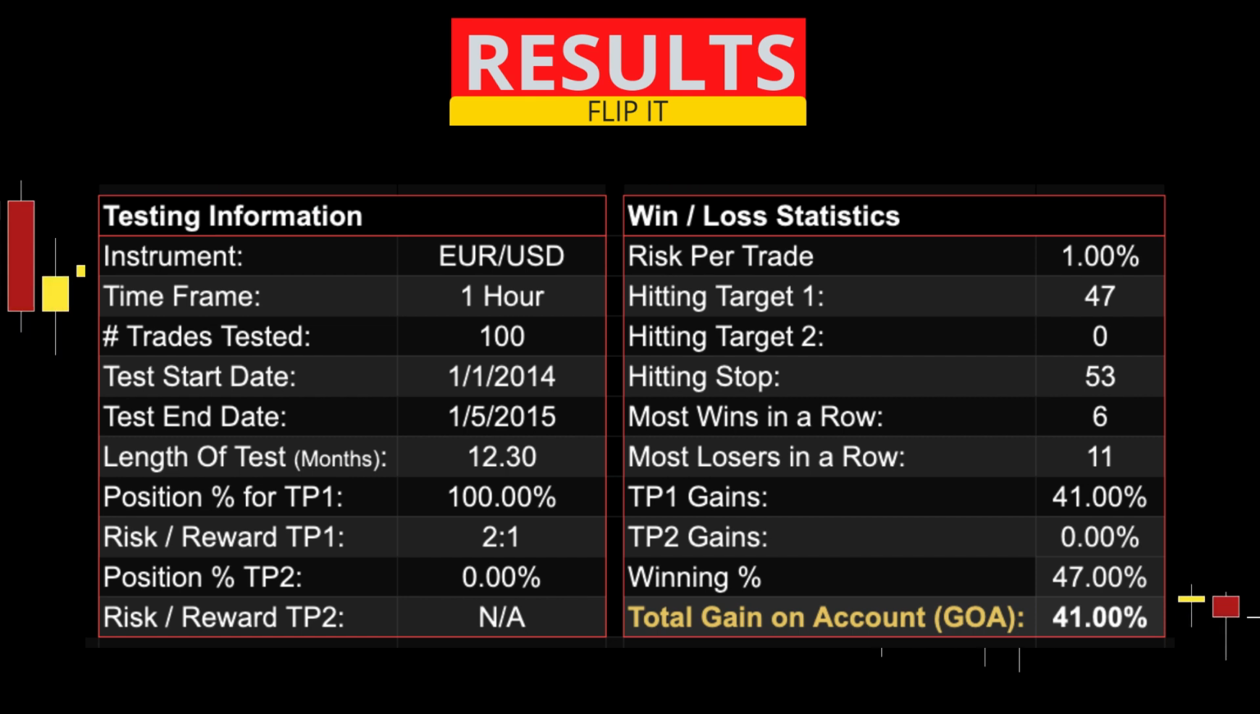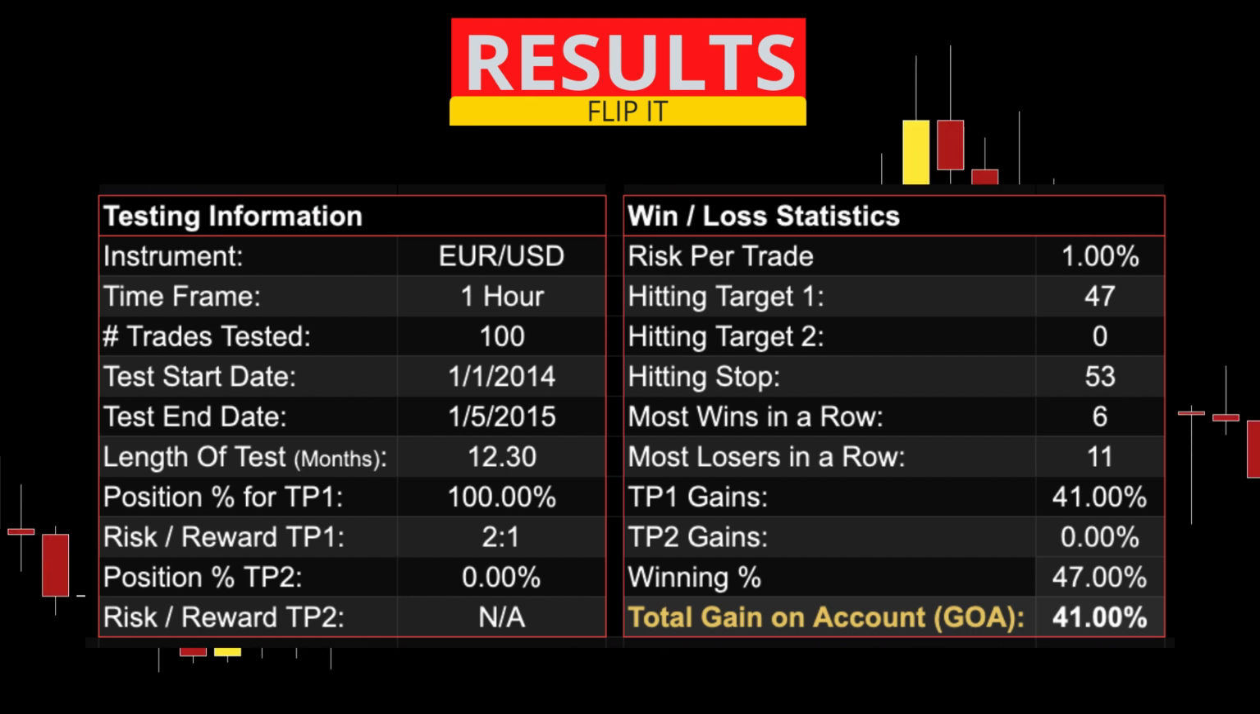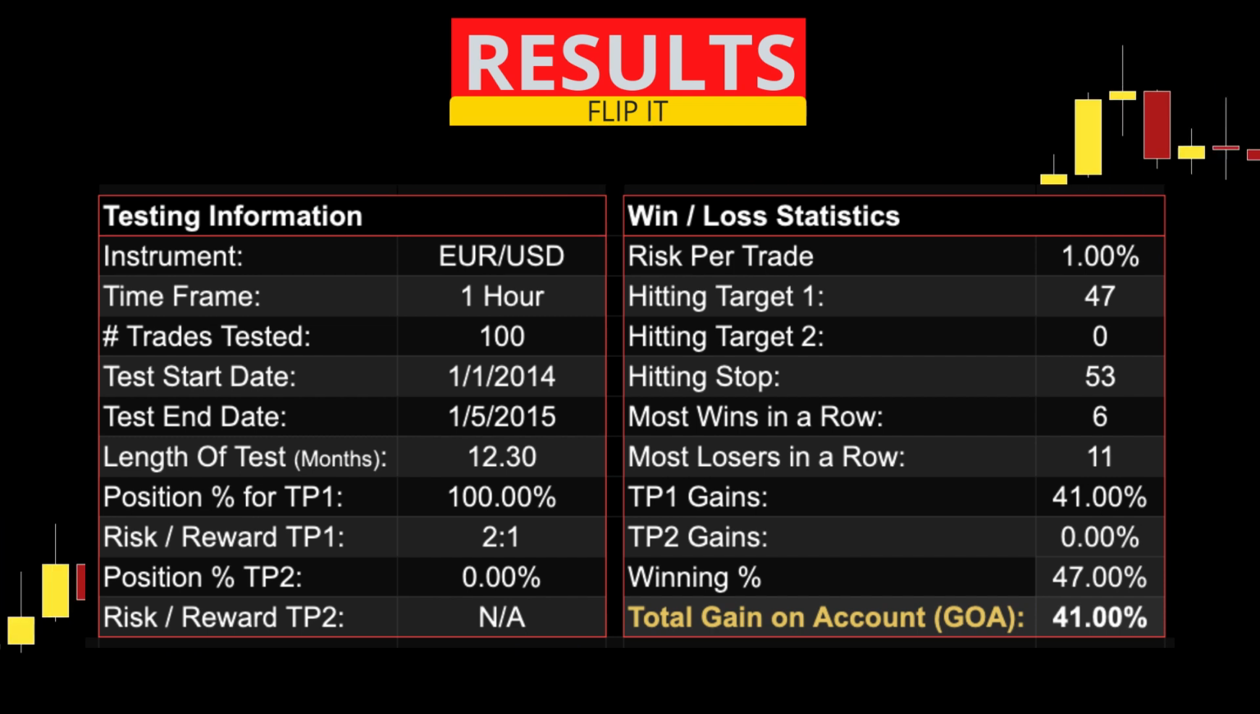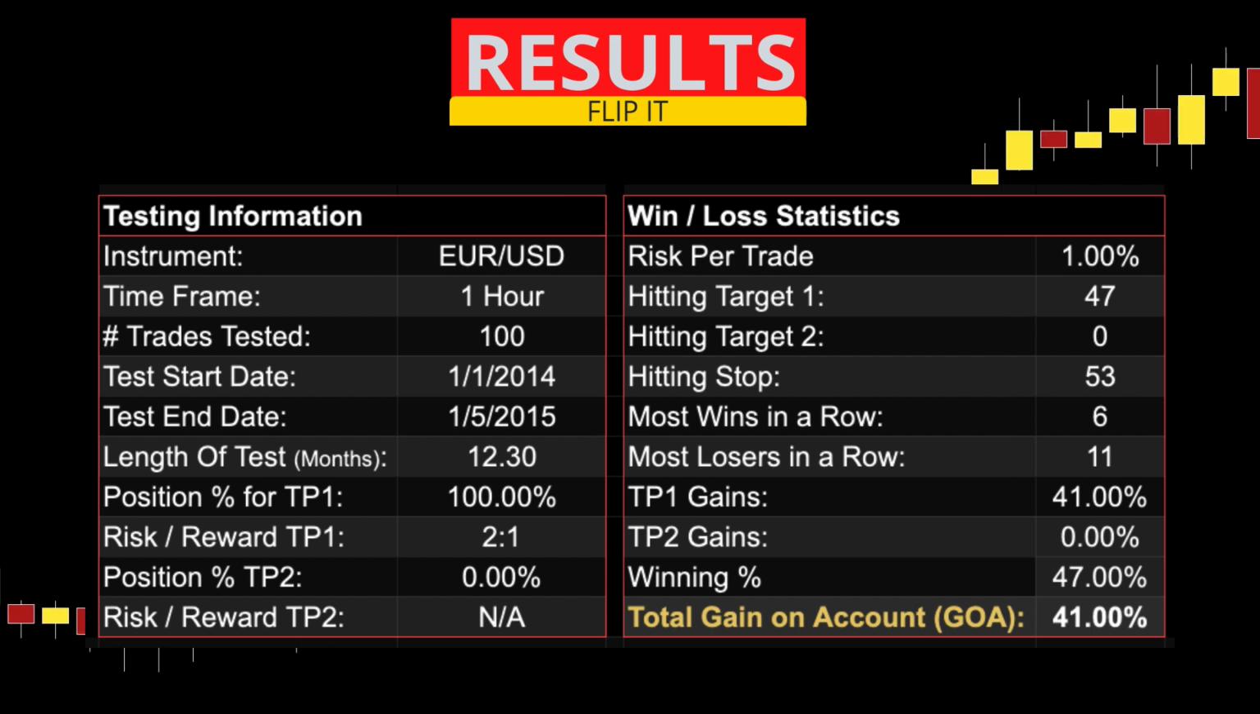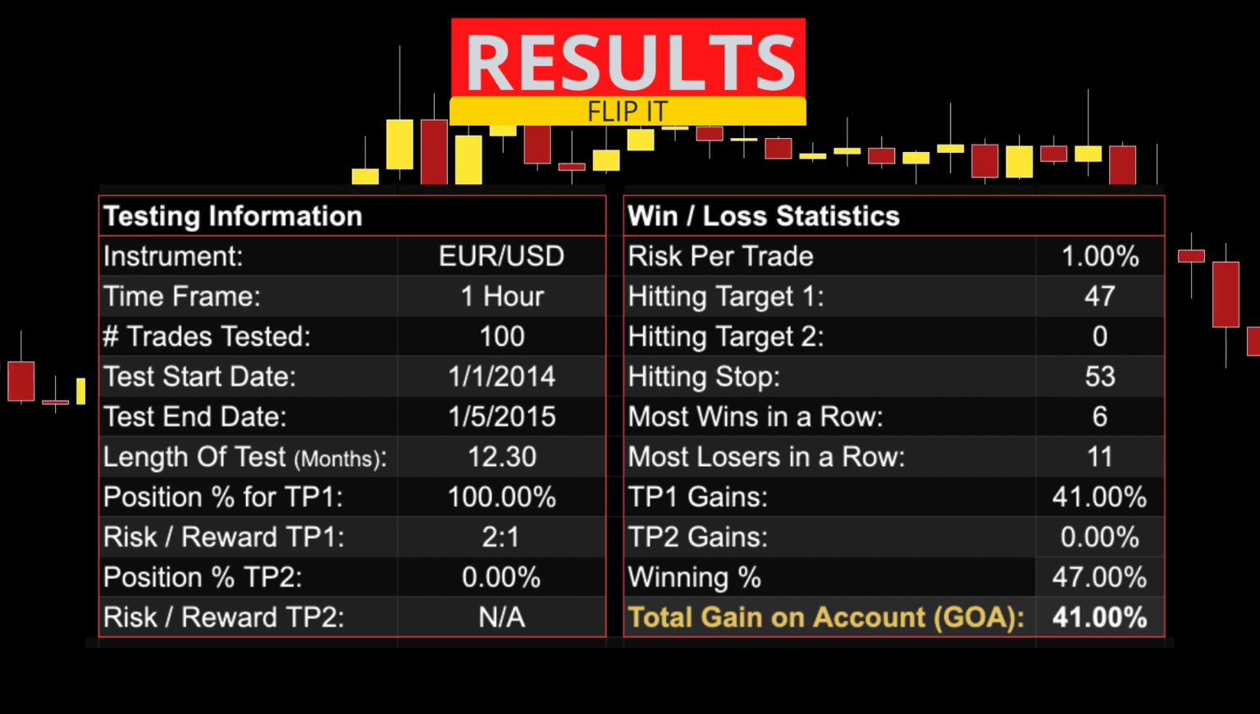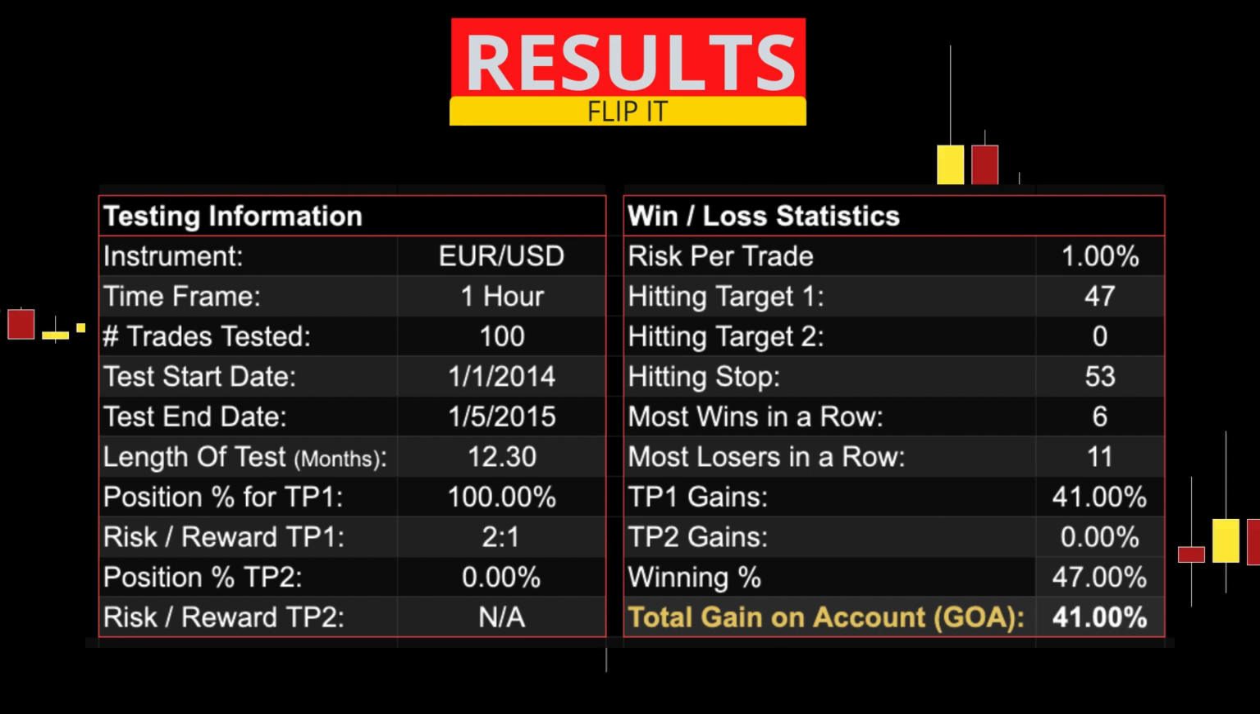optimize this system. This test was done on Euro versus the US dollar 1 hour candles. It took just over 1 year to find the 100 signals. We had a 47% winning ratio, the most wins in a row being 6, and the most losses in a row almost double that. Gain on the account would have been 41%, risking 1% per trade.